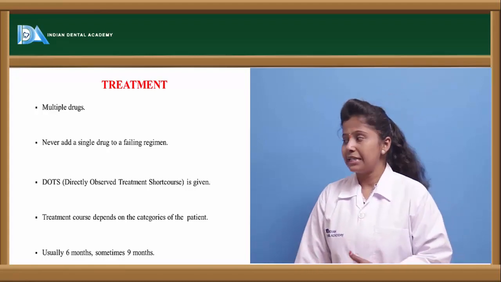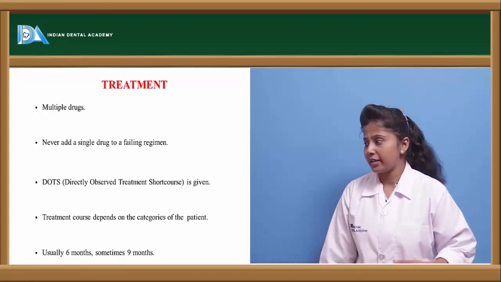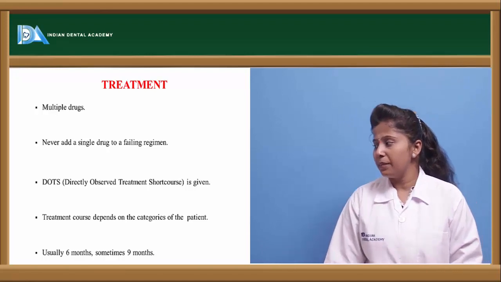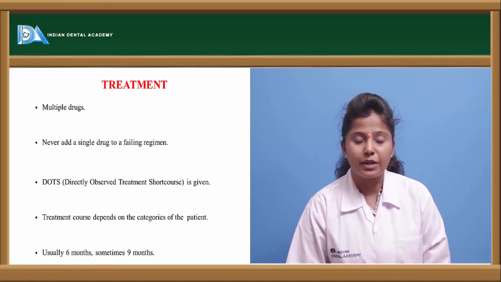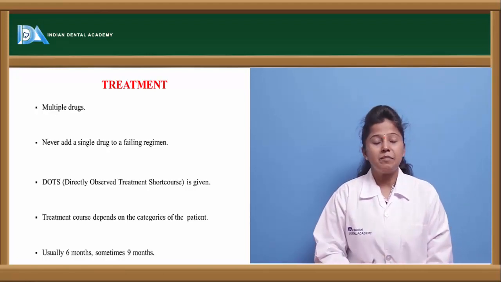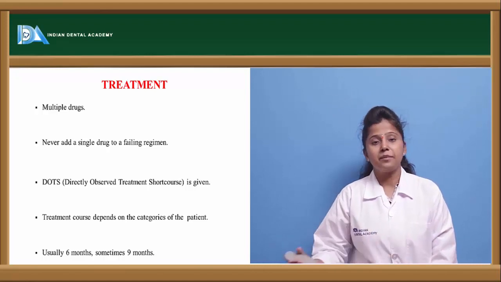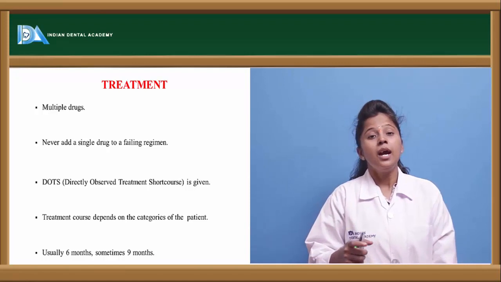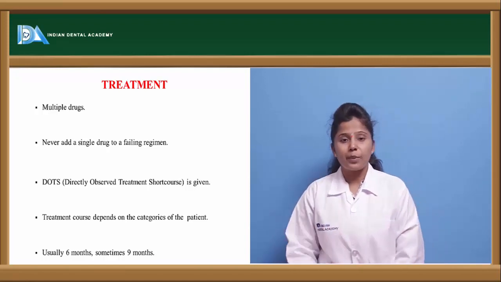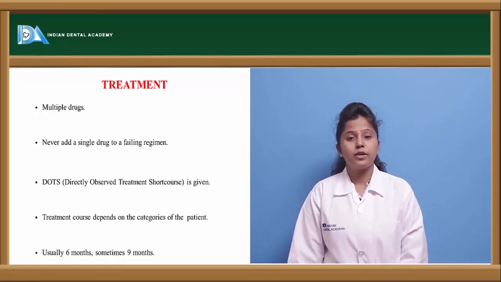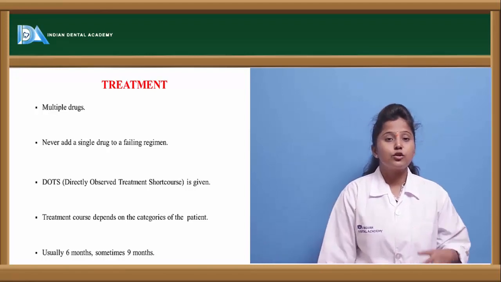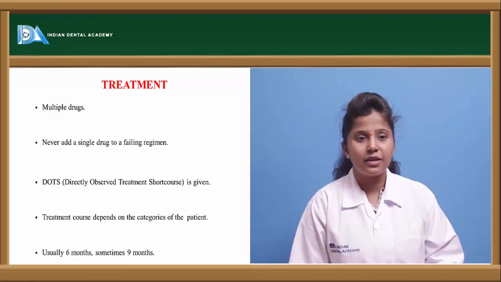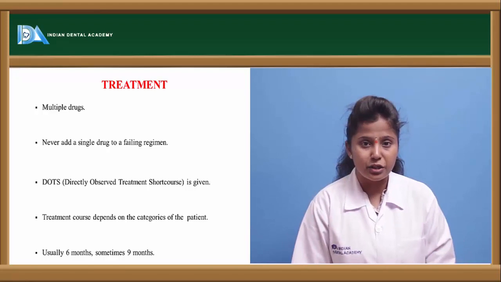By this, the treatment can be very effective, and the treatment course will be based on the categories of the patient. Tuberculosis can be categorized into initial, medium and final stages. Based on which stage the patient is suffering with, or the invading capacity of the Mycobacterium tuberculosis, the treatment should be given. Normally the treatment will be given for almost 6 months.